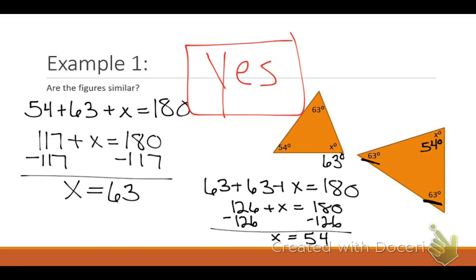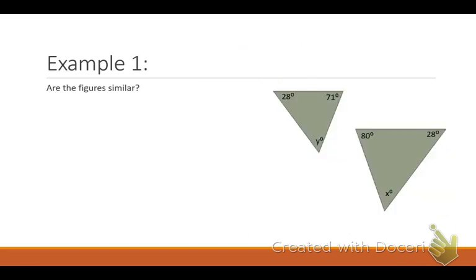Because their angle measures are congruent. All right, so I've shown you one. Now let's do one together, or basically mostly independent. I want to see how much of this next one you can do on your own.